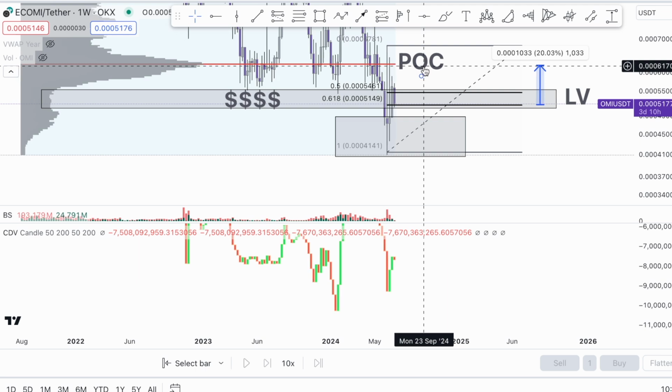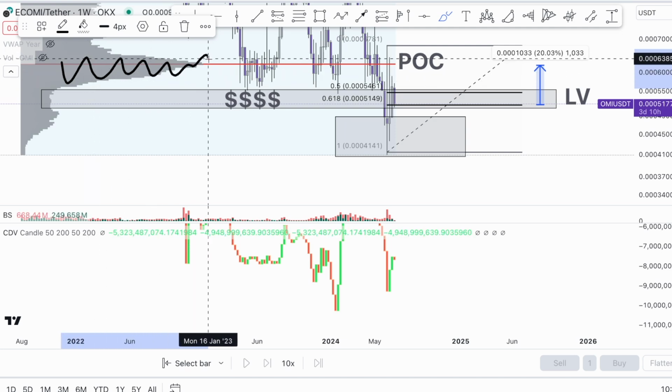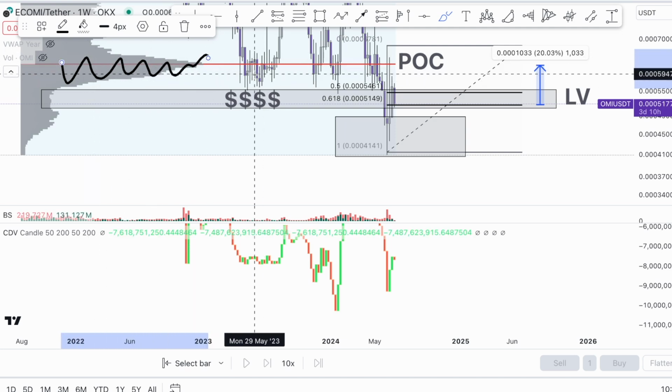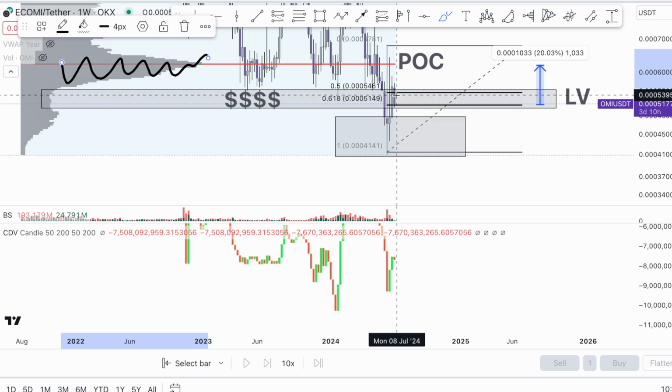Why is the POC important? And I want to show you guys and tell you guys why this is important. Look at the majority of transactions. It has been done right here, guys, at the POC. So where is price more comfortable to go? It is going to go towards the point of control, because why? That is where majority of the transaction has been done.